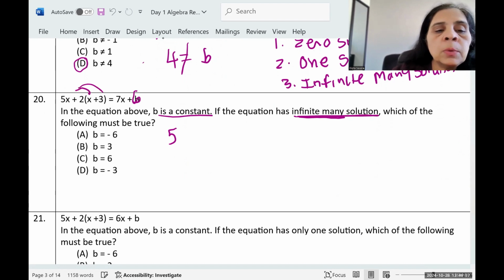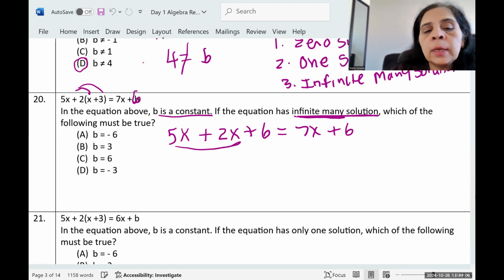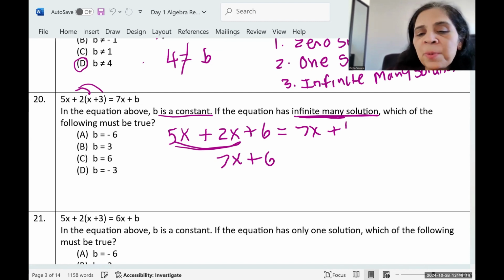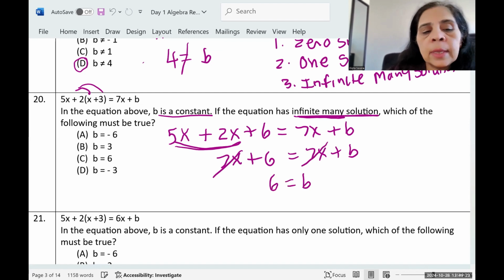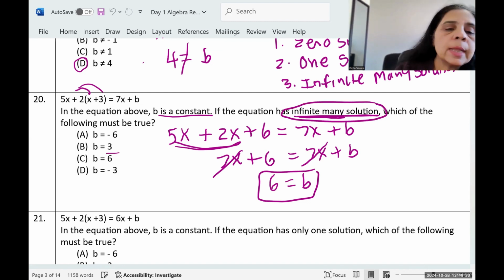We can use the distributive property. So 5x plus 2x plus 6 equals 7x plus 6, right? So we can combine these two terms, 7x plus 6. Oh, sorry, here is a b, not a 6. Sorry for that. All right, equals 7x plus b. So we have exactly the same thing on both sides, 7x. 6 equals b. So b must be 6 to get infinitely many solutions. And that's it.